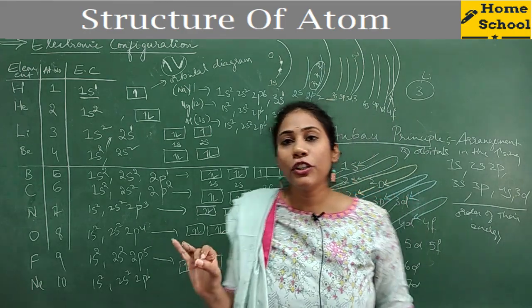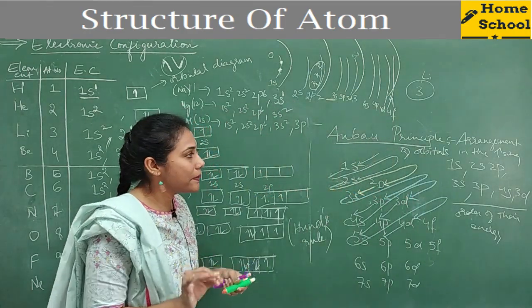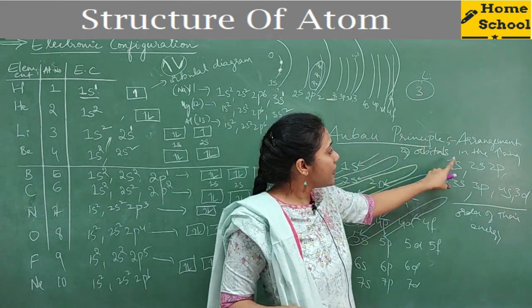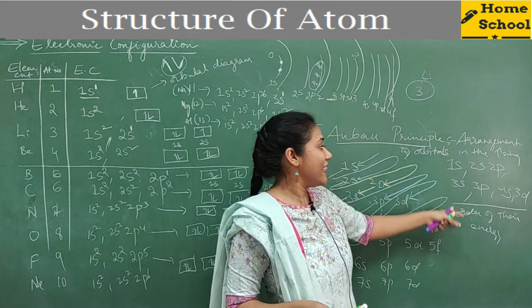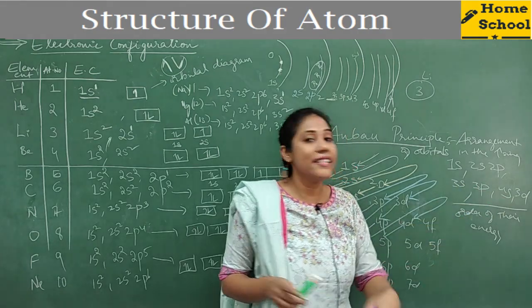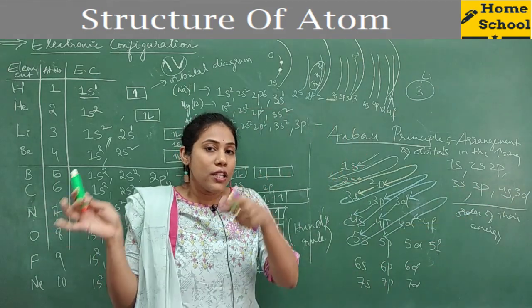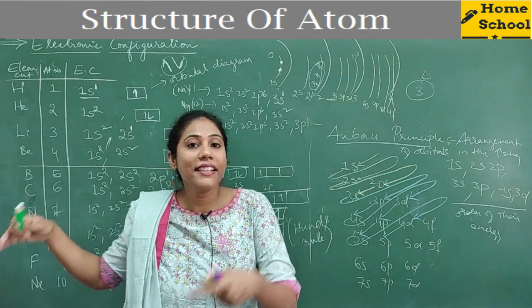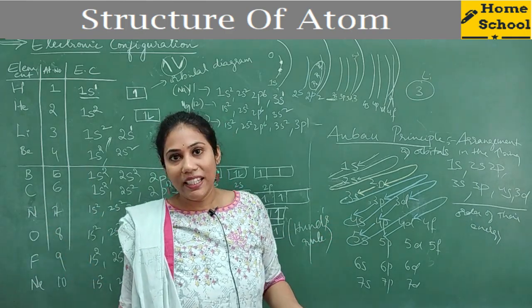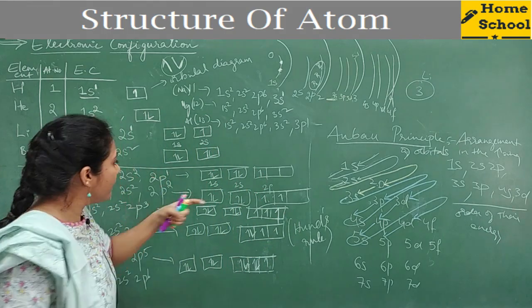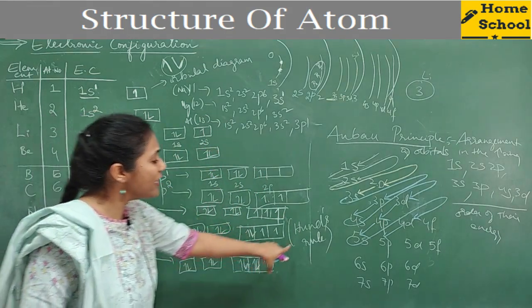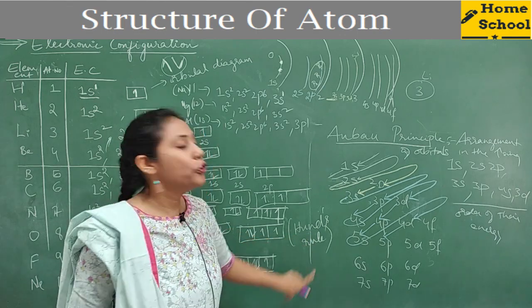So here we got to know two important principles or rules. One is the Aufbau principle. The Aufbau principle is the one which has arranged all the orbitals in the increasing order of their energy. Electrons will get filled up in the orbitals or subshells in the increasing order of their energies only. And when we write the orbital way of writing electronic configuration, we also got to know about Hund's rule.